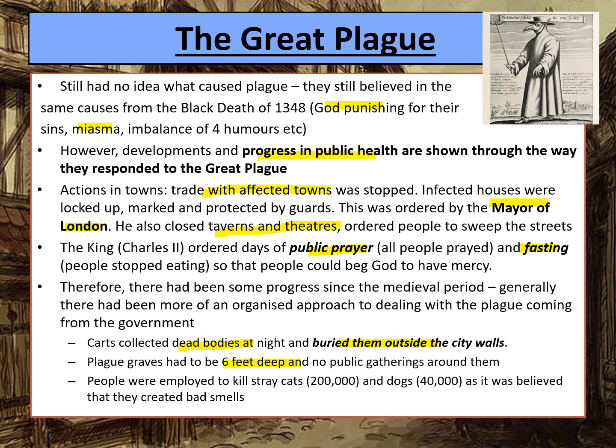But there were also some things that they did that weren't very helpful at all, like for instance employing people to kill stray cats and dogs. Obviously that actually did not make it any better, because it was the rats that were carrying these fleas that then bit humans, and obviously getting rid of things like the stray cats was actually not very good for that. But still, there had definitely been some progress, and we can see that with the way that they responded to the Great Plague.